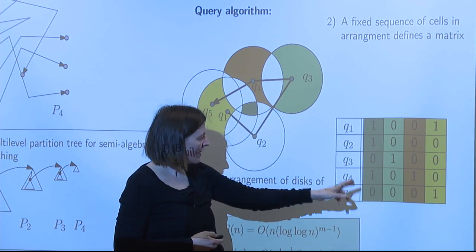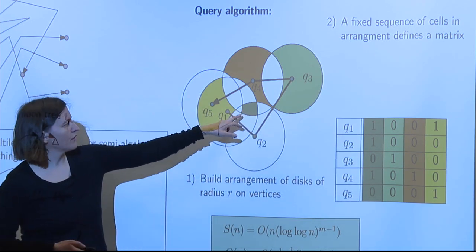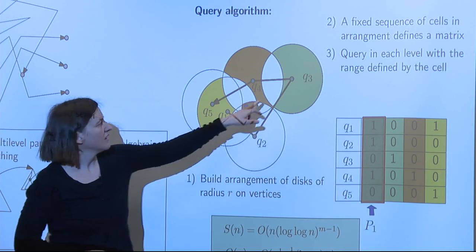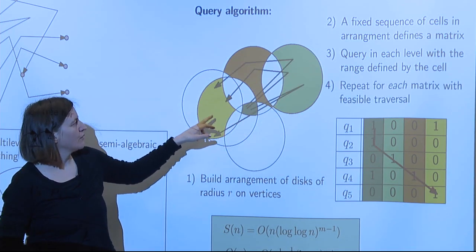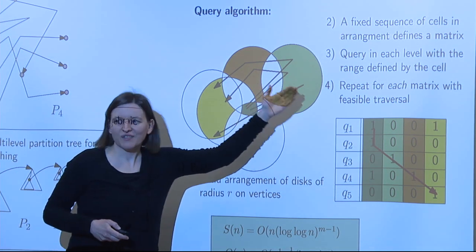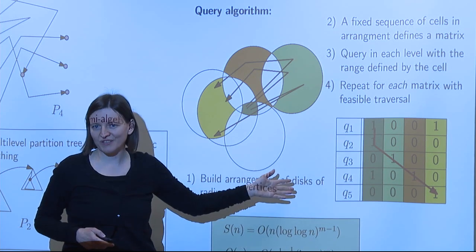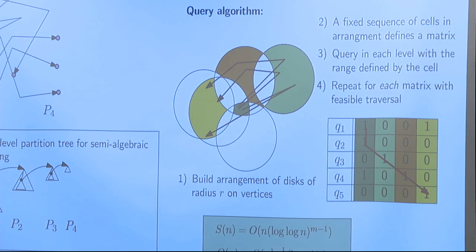I take this semi-algebraic range. I say, okay, give me all the curves that have the first point in this cell, the second point in this cell, the third one in this one, the fourth one in this one. And this will be the set of curves that exactly traverses those cells. So this is all the curves in my input that have this free space matrix with my query. And now I repeat this for each possible free space matrix that has a feasible traversal and union all of the results.